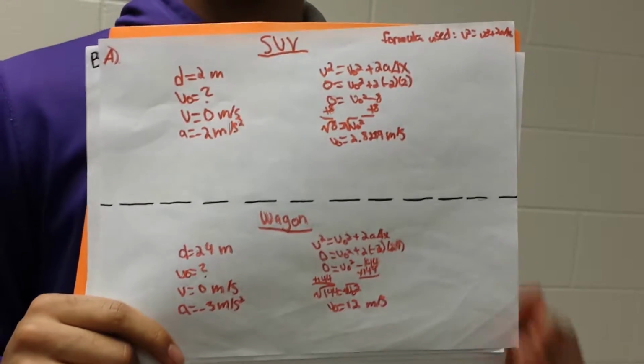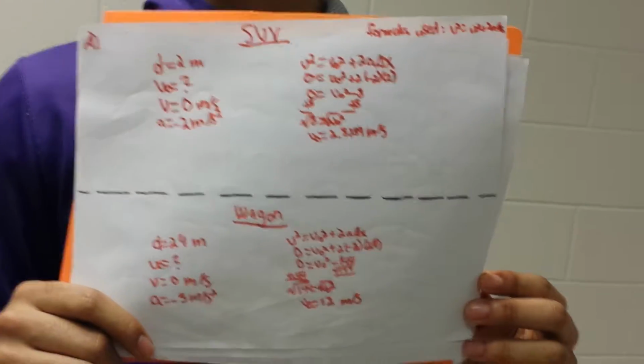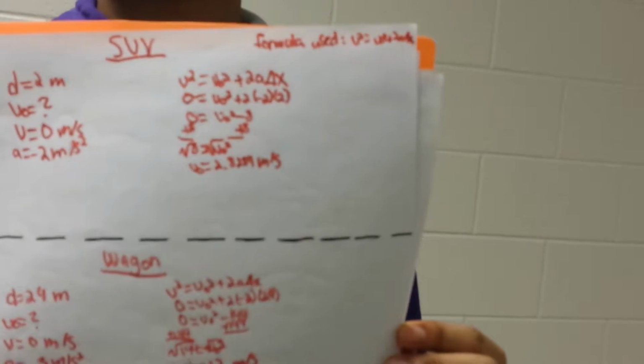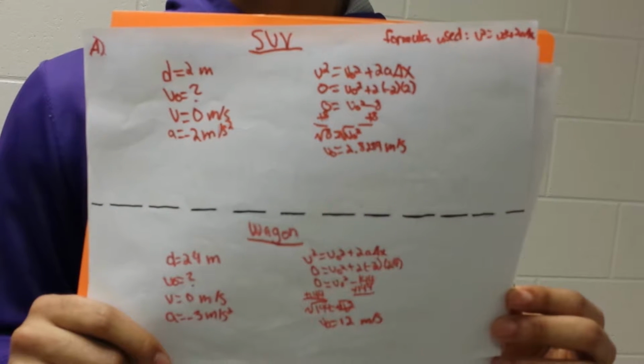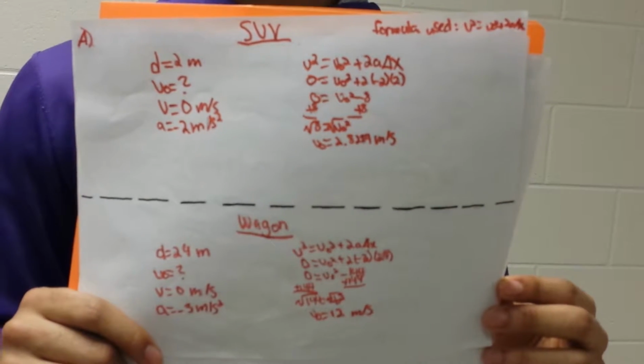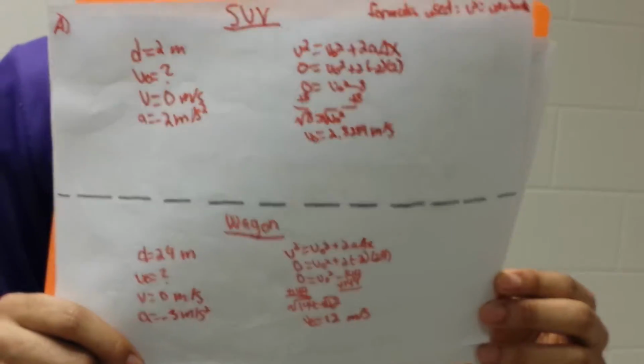Using this formula, we calculated the velocity of the SUV and the wagon immediately following the collision. The velocity of the SUV was 2.8289 meters per second, and the velocity of the wagon was 12 meters per second.